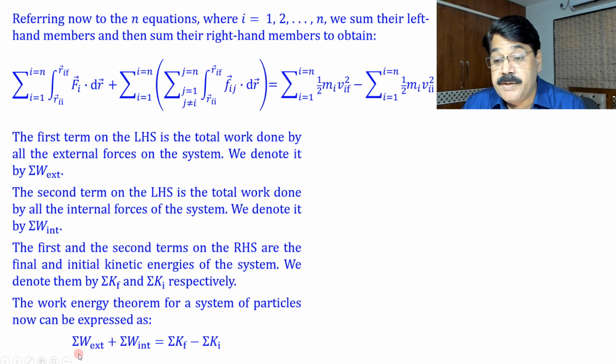The first term is the work done by all the external forces on the system, and the second term is the work done by all the internal forces of the system. That is, the final kinetic energy of the whole system minus the initial kinetic energy of the whole system.